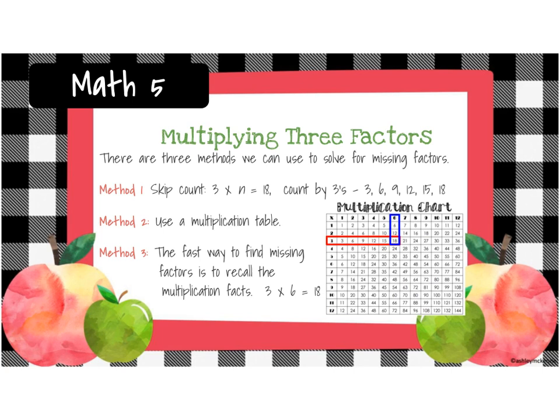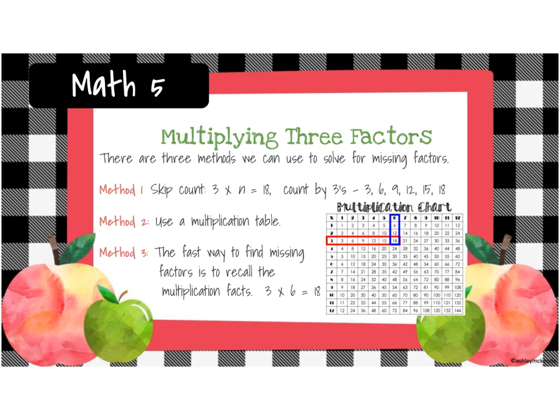Okay, remember that multiplication chart that you got a couple days ago? Okay, there are 3 methods that we can use to solve for missing factors. One of them, skip counting. We have been practicing skip counting in all of our lessons leading up to now. Finding the missing number in a pattern, that's skip counting. So you can skip count. If I said 3 times n equals 18, I'm counting by 3s. 3, 6, 9, 12, 15, 18. Okay.